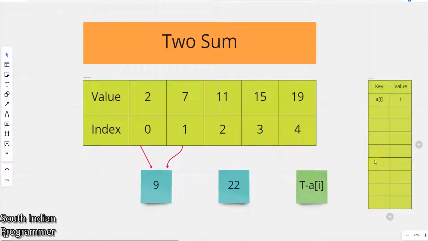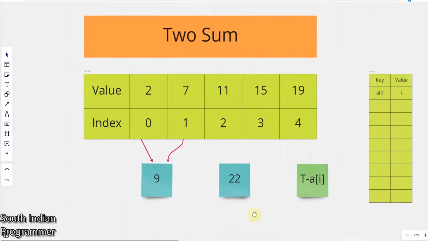In this example, I'm using an unordered map. If you know other solutions with other data structures, that's totally fine. Now I have an unordered map of int and int, so both key and value are integers. I'm using these array values as the key and the index as the value. The top row is the key and the bottom row is the value.